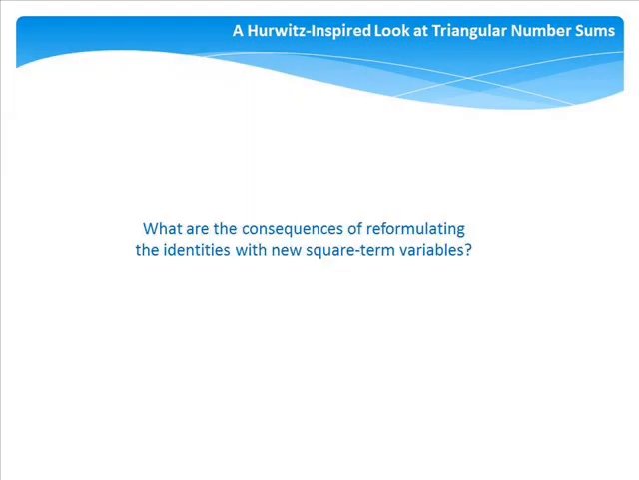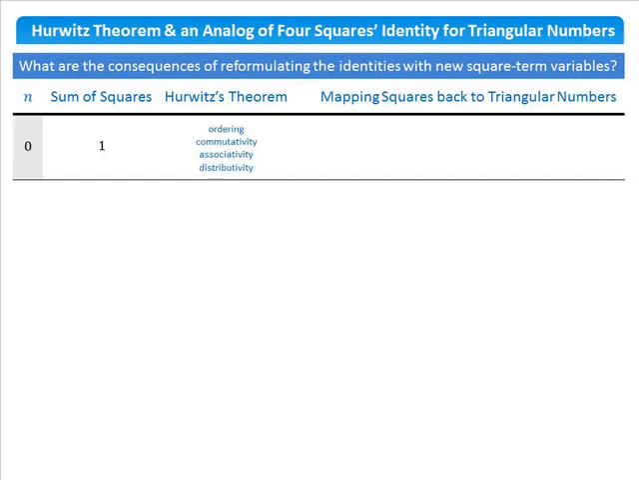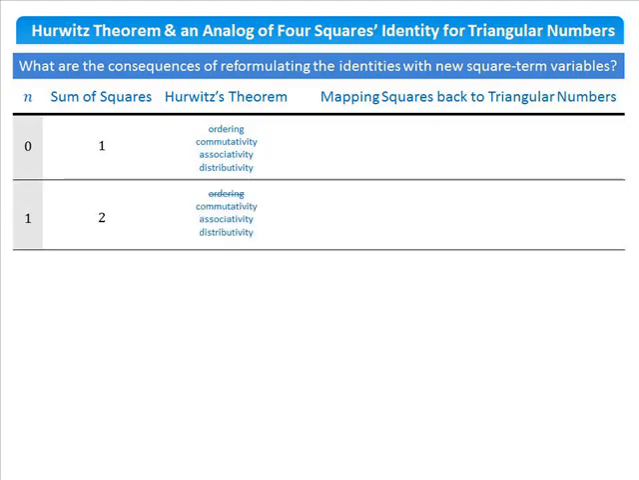What are the consequences of reformulating the identities with new square term variables? Hurwitz' theorem limits the existence of norm division algebras to dimensions 1, 2, 4, and 8. As n increases in sums of 2 raised to n squares, key algebraic properties are progressively lost. For n equals 0, that is, reals with one dimension, all fundamental properties hold: ordering, commutativity, associativity, and distributivity. For n equals 1, that is, complexes, 2 dimensions, order is lost, but commutativity, associativity, and distributivity remain.